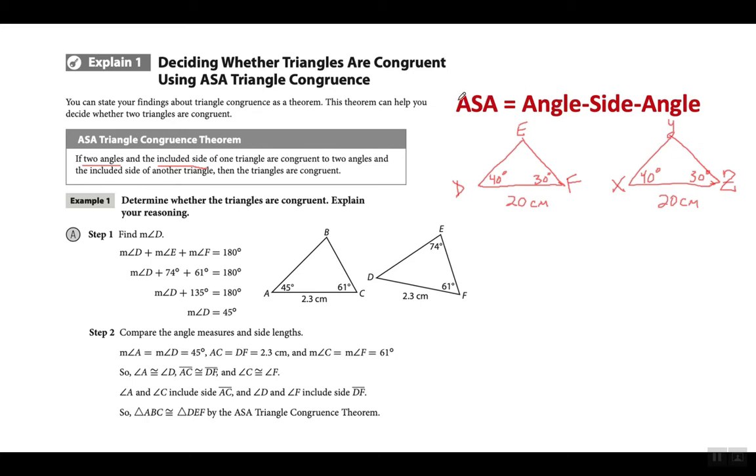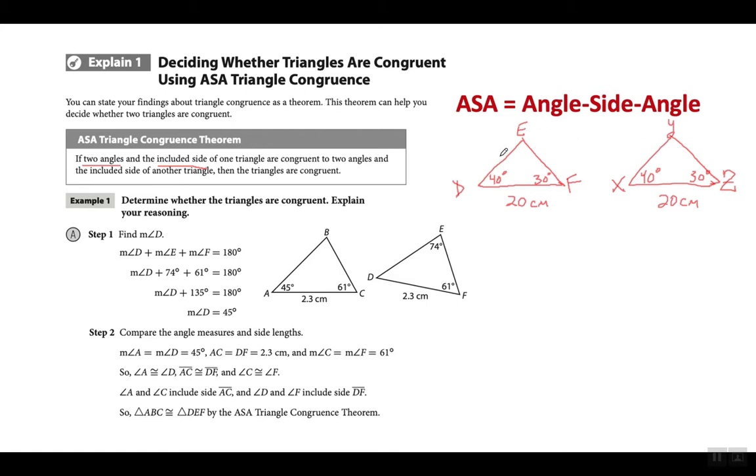Okay, what the ASA triangle congruence theorem tells us is that if I have two angles in both triangles that are equal to each other, like the 40 is equal to the 40 and the 30 is equal to the 30, as well as the included side. The included side means the side that's in between angle 40 degrees and this angle that's 30 degrees. In other words, this side that's 20 centimeters. If the included side between these two angles is also congruent, then with just that information alone, I could determine for sure that both triangles are congruent.